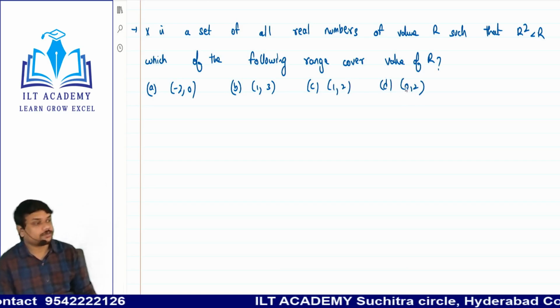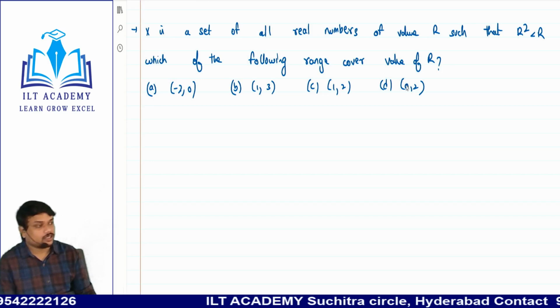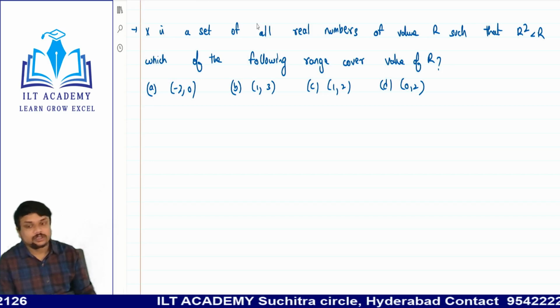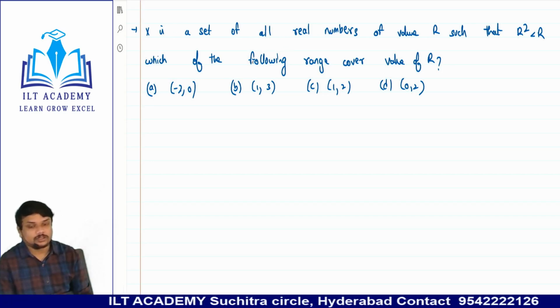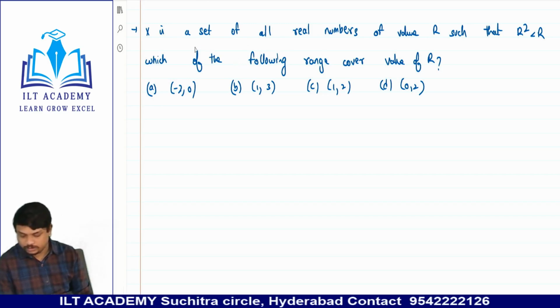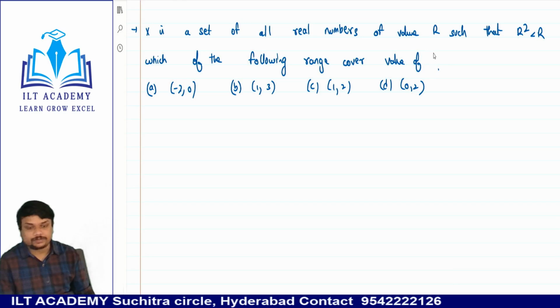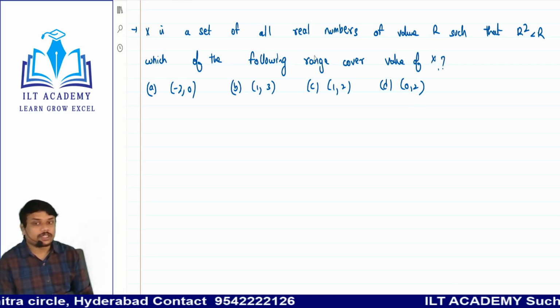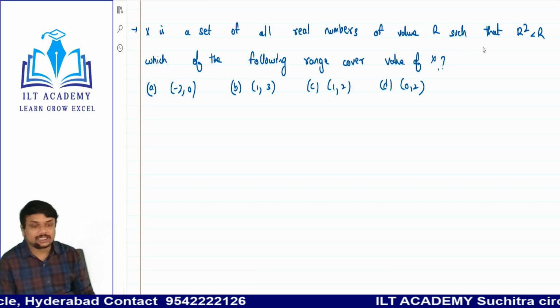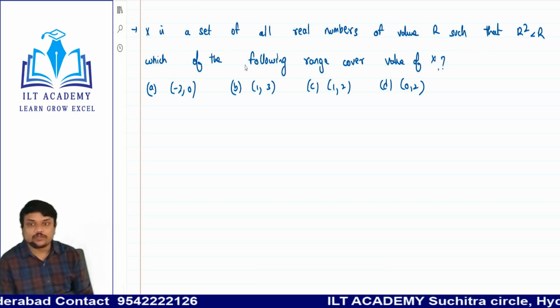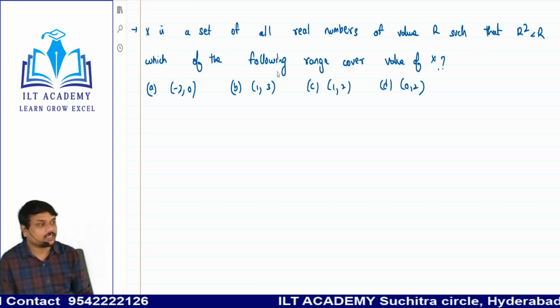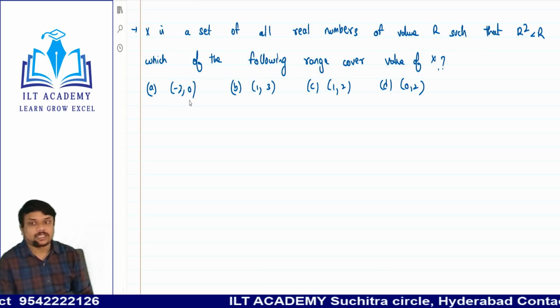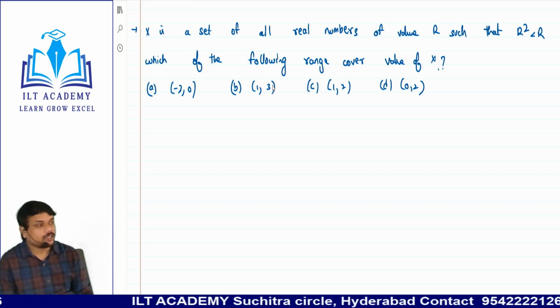Now this is a question. Understood my question? Now X is set of all, X समझ लो R. X is a set of all real numbers of value R such that R square is less than R. Now which of the following range covers the value of X? A is minus 2 comma 0, B is 1 comma 3, and C is 1 comma 2, and D is equal to 0 comma 2.